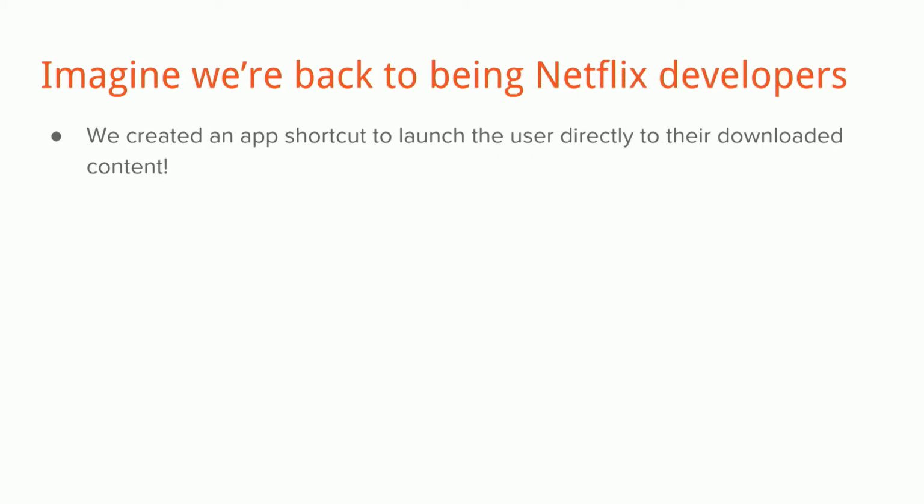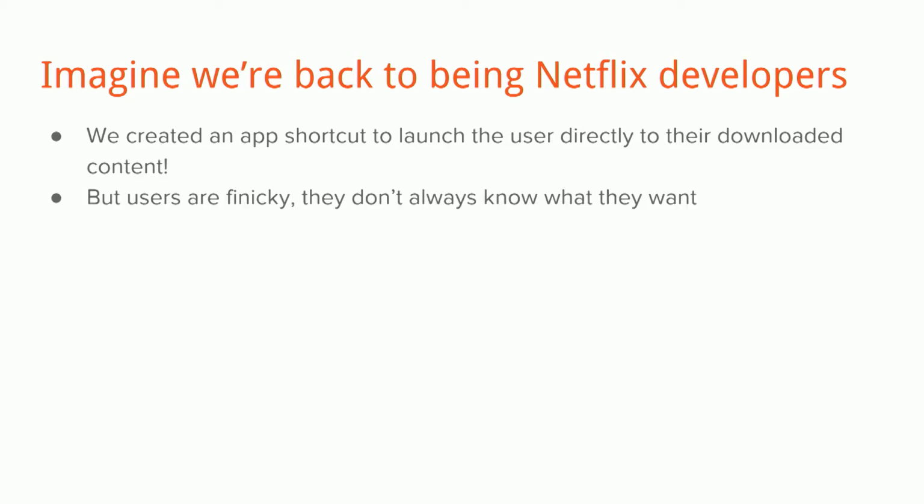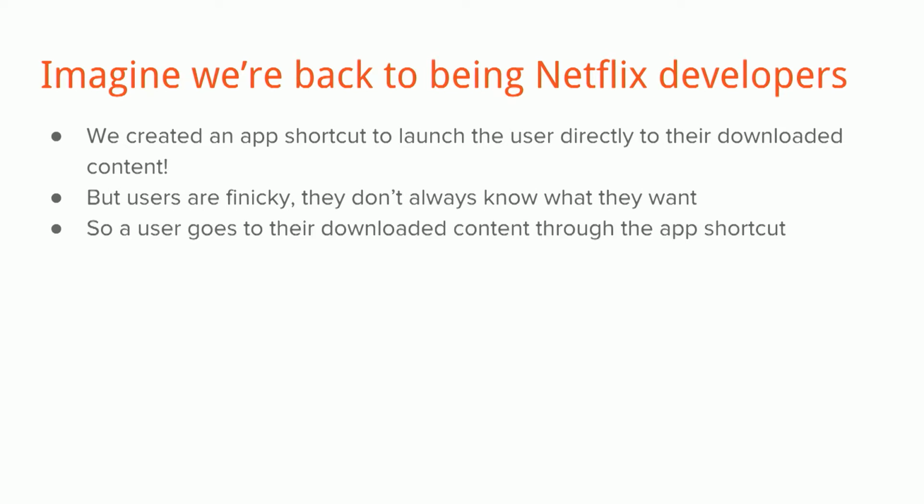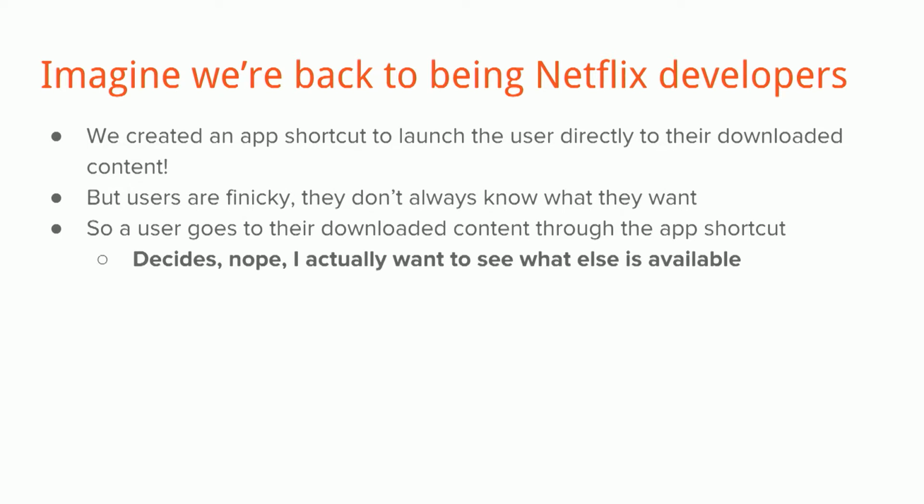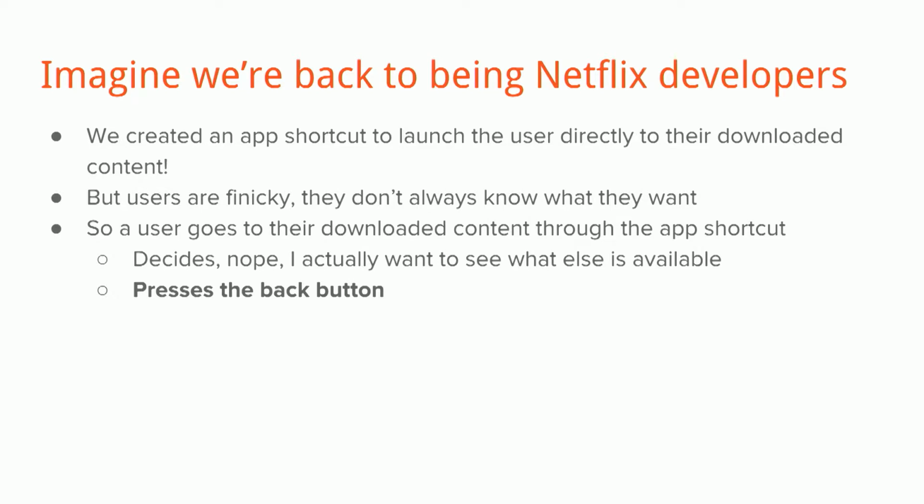So going back to the example of us being Netflix developers, we created this app shortcut, and now we launch users directly into their downloaded content. That's great, but users are kind of finicky, right? You can never really predict what they're going to do. So say they go into their downloaded content through this app shortcut, and then they're like, okay, no, that's not actually what I want to do. I want to kind of browse around. So they press the back button.